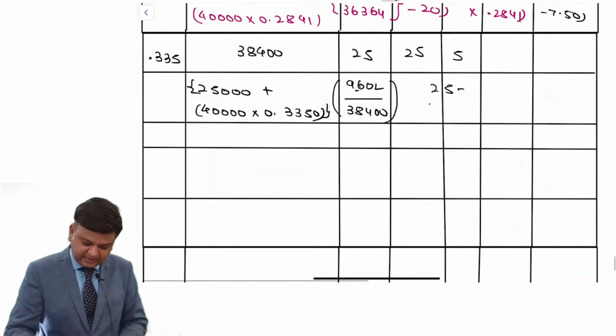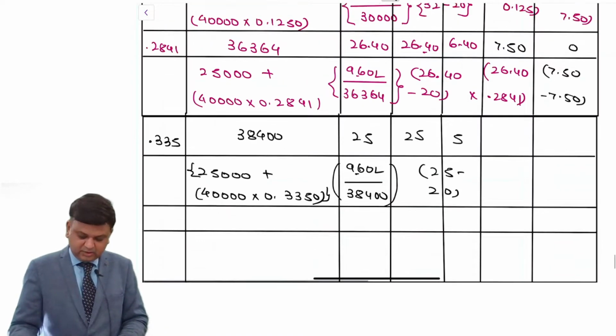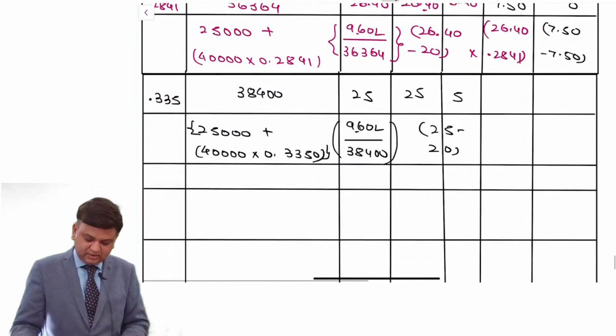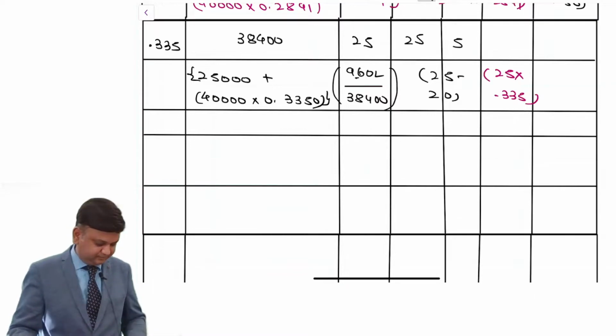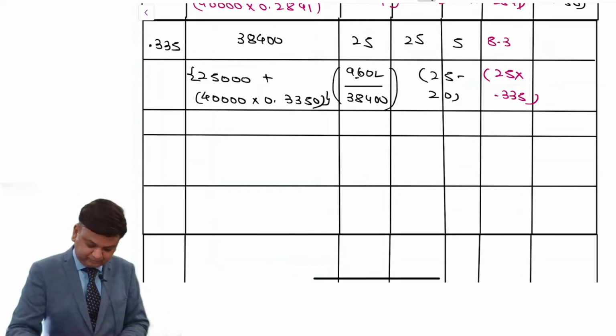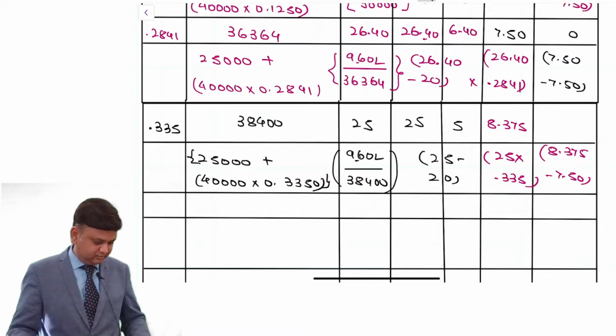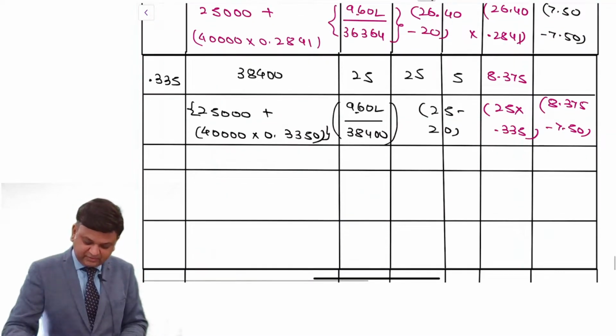So 25 minus 20. Now for the target company, it is 25 into exchange ratio 0.335. So it is 8.375. 8.375 minus 7.5. So 0.875.